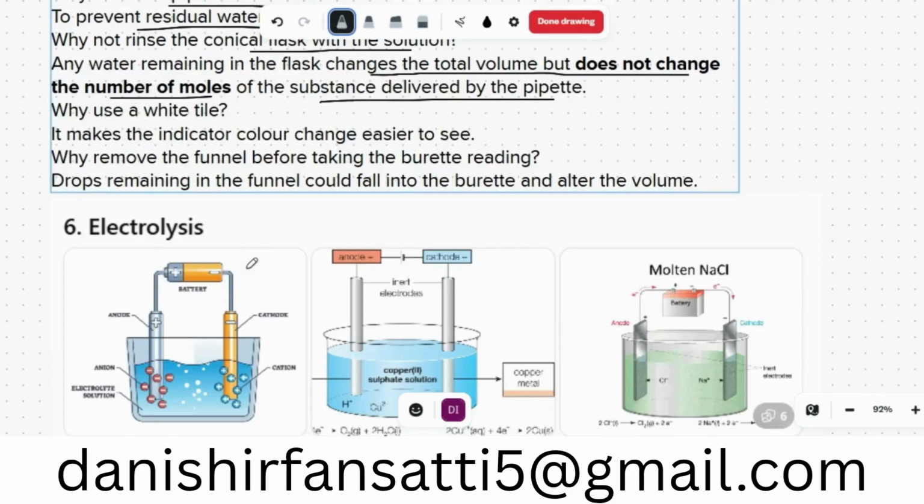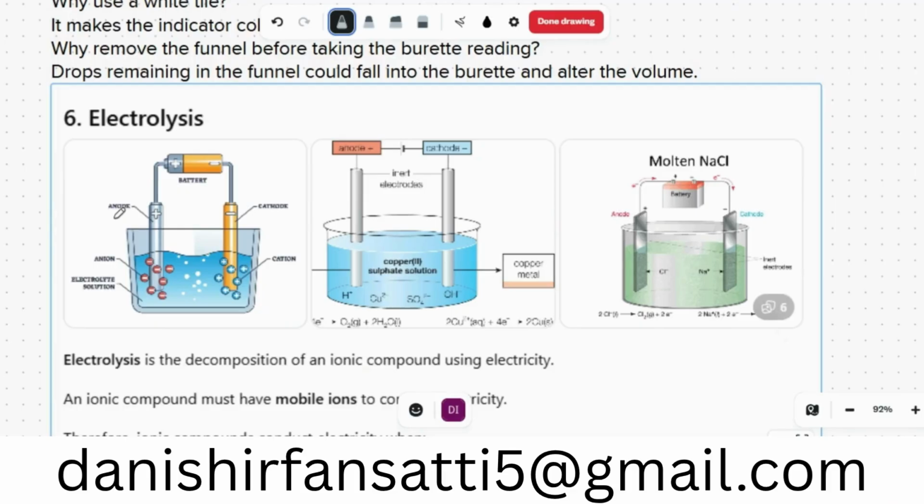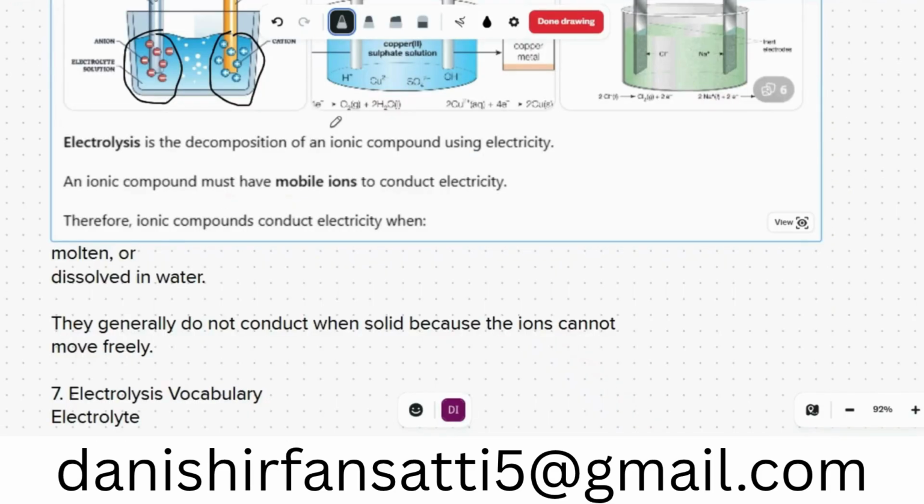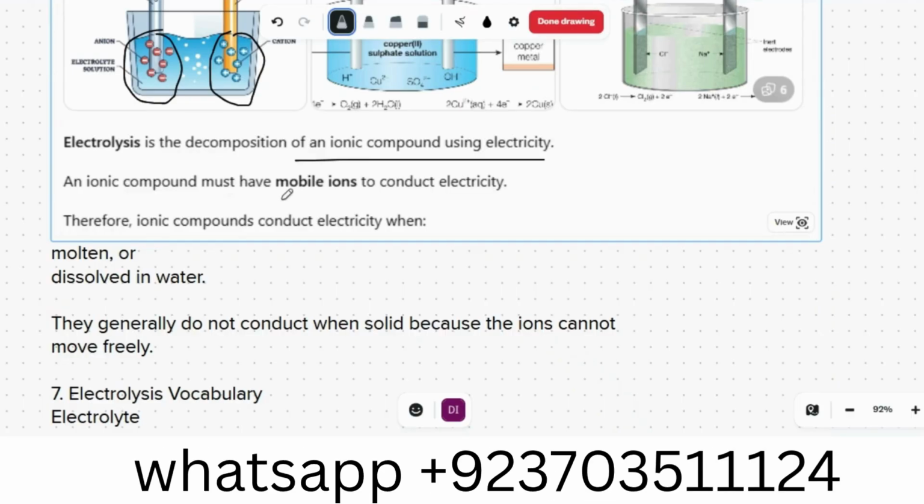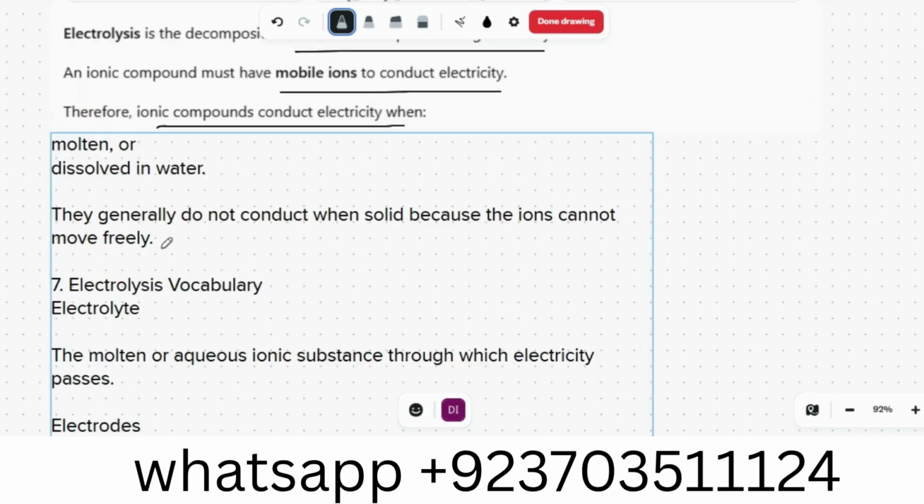What is electrolysis? Electrolysis is when we take an anode and a cathode with the use of a battery. We can separate negative ions and positive ions. So electrolysis is the decomposition of ionic compounds using electricity. An ionic compound must have mobile ions to conduct electricity. Therefore, an ionic compound conducts electricity when molten or dissolved in water. They generally do not conduct electricity when solid because ions cannot move freely.